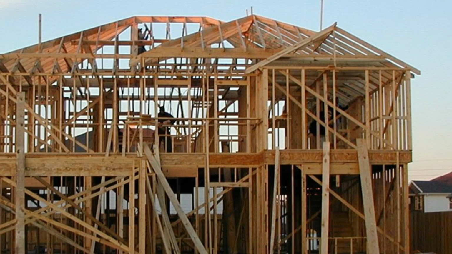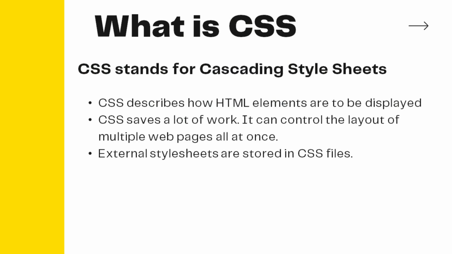So let's move to the next one, CSS. CSS stands for Cascading Style Sheet. CSS describes how HTML elements are to be displayed. It can control the layout of multiple web pages all at once. What this sentence implies is that you can create a single CSS file and link it to multiple HTML web pages. External style sheets are stored in CSS files. .css is the file format for CSS.